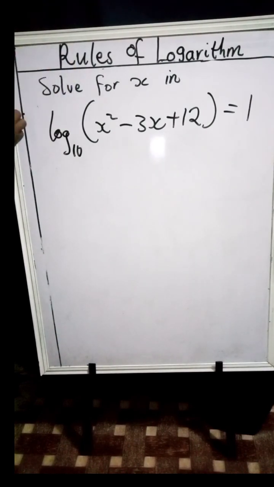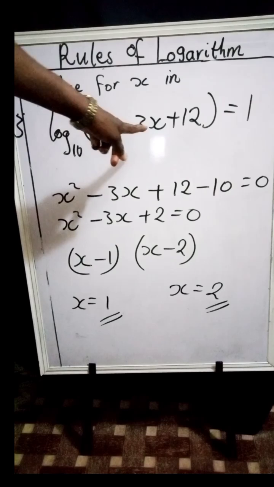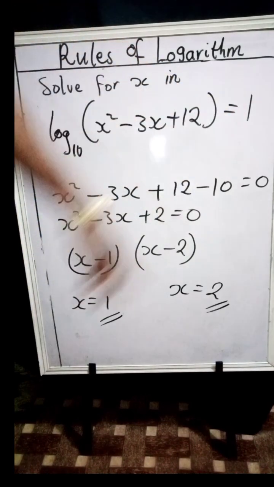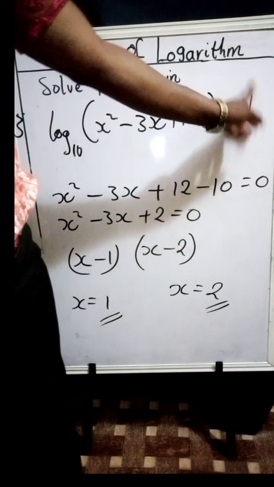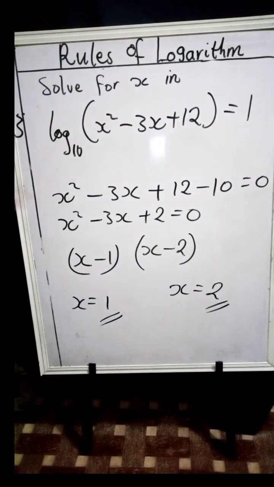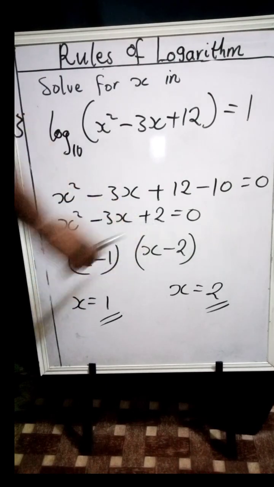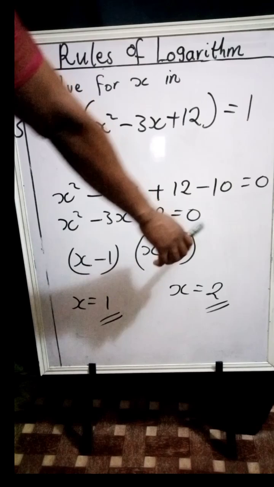This is the third equation. Pause the video and try this. Okay, you can check your answer. Change it to index form. 10 to power 1 gives you 10. Then when you bring the 10 to this side, it becomes -10, which is equal to 0. Then 12 minus 10 will give us 2. So we have that this is equal to 0.